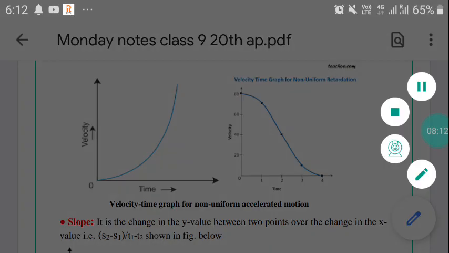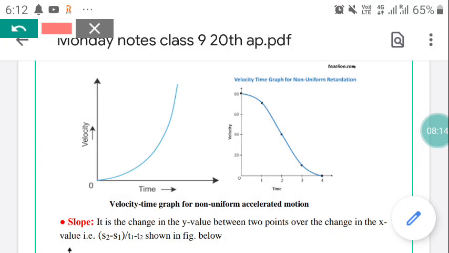See here, for 0 seconds your car is moving. You took your data when your car was moving. So for 0 it was 80, then at 1 second it becomes 70, then at 2 seconds it becomes 40, then at 3 it becomes 10, and at 4 it becomes 0. So it is decreasing. This type of decrease in velocity is called retardation.